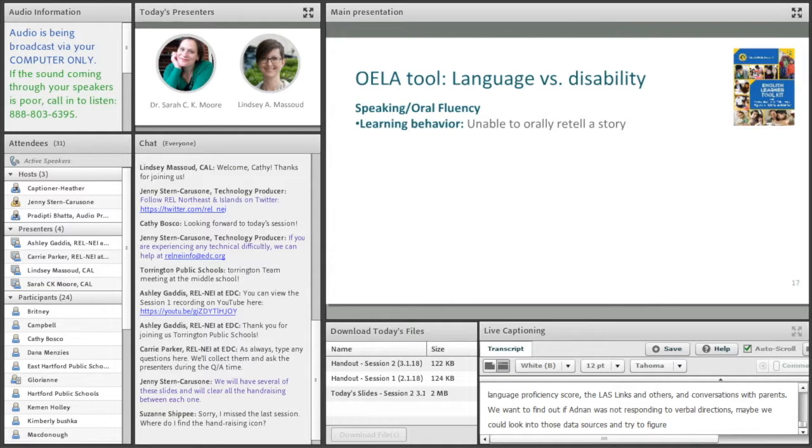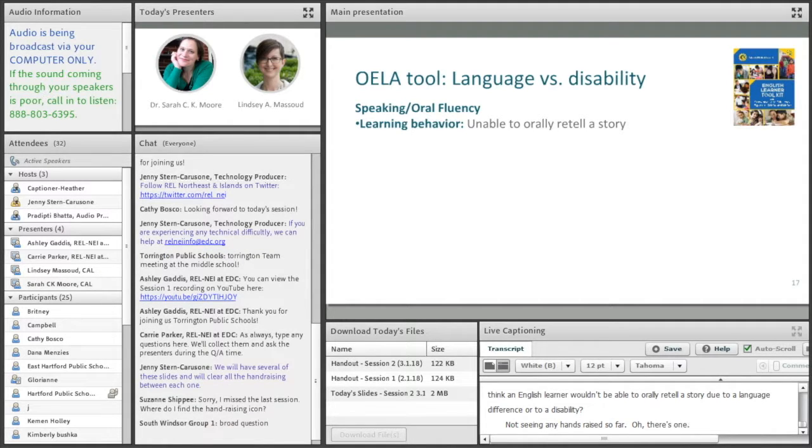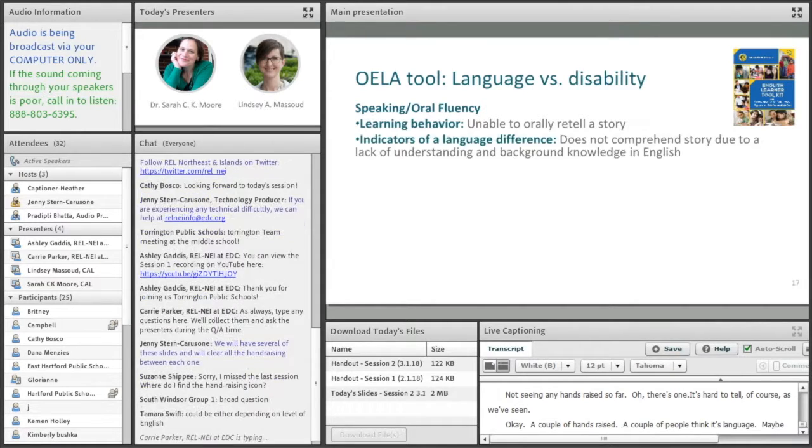Okay, so the second one we want to look at is within speaking and oral fluency, if a student is unable to orally retell a story. Quick hand raising, would you be inclined to think an English learner wouldn't be able to orally retell a story due to a language difference or to a disability? Not seeing any hands raised so far. Oh, there's one. And it's hard to tell, of course, as we've seen. Okay, a couple of hands raised. A couple of people think it's language. Maybe others haven't answered. Others think it's due to disability.